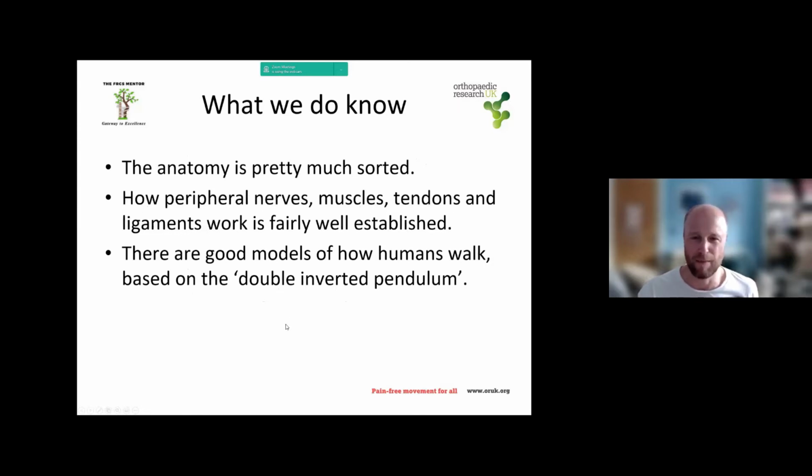I know the knee surgeons come up with a new structure in the posterolateral corner every year, but generally speaking, we know where everything is. We know where the nerves are. We know where the muscles and tendons are. We know how these things work in fairly intimate detail. And we've actually got some fairly good models of how humans walk, and it's the so-called double inverted pendulum.